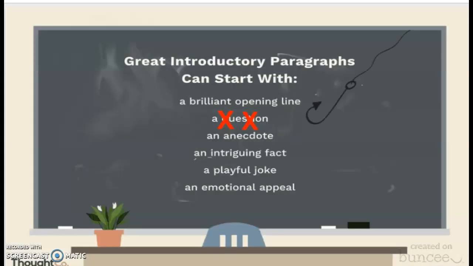Remember, every great introductory paragraph begins with a hook. It can be a brilliant opening line that includes an anecdote, an intriguing fact, a playful joke, or even an emotional appeal. It does not begin with a question. It is okay in some classes that you begin an essay with a question. I'm not telling you that's a total no-no, but I just don't want to do it on these essays. I don't want to begin with the question because it's kind of like the easiest way to do it. We prefer you begin your introductory paragraphs with a statement instead of a question for my class.